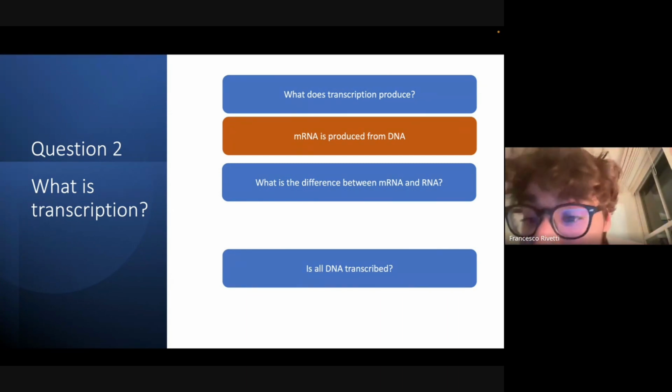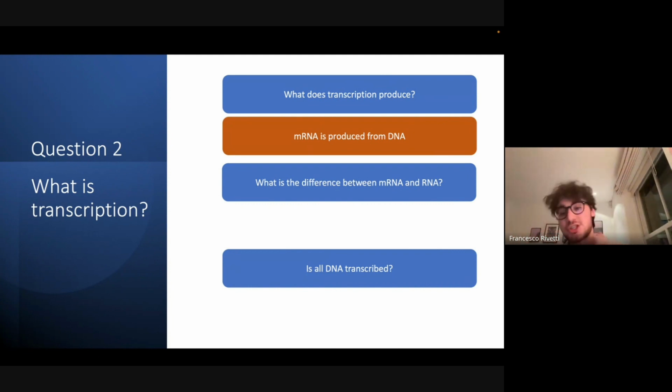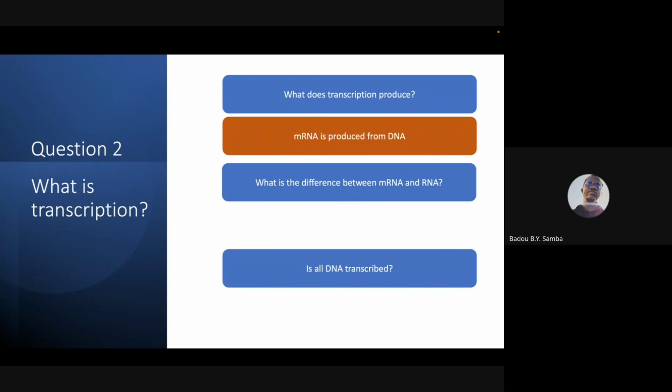Perfect. And what is the difference between mRNA and RNA? We just mentioned it. Well, I think RNA is the template from the DNA after transcription. But RNA is broad. We have a lot of RNAs. So the difference is that mRNA is specific. When we talk of mRNA, we are specifically referring to the one that leads to translation.